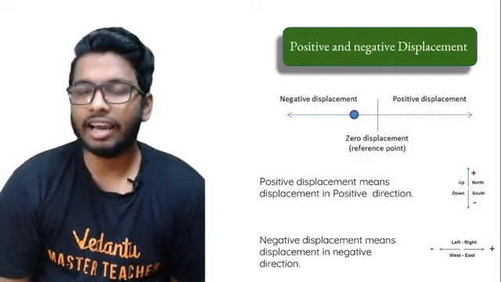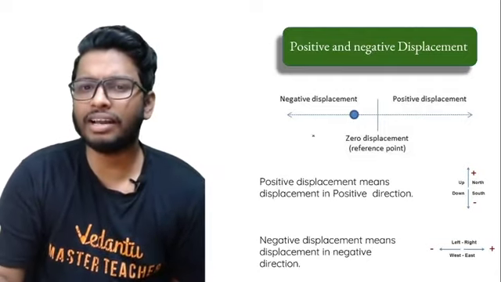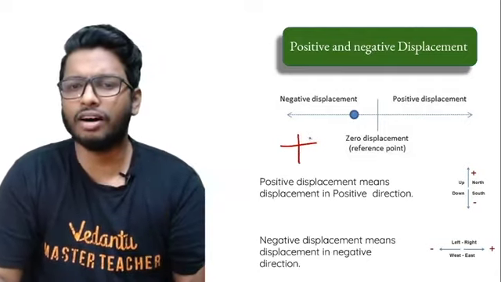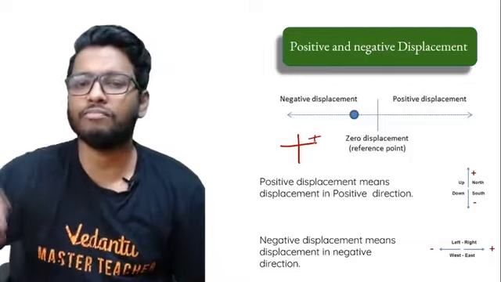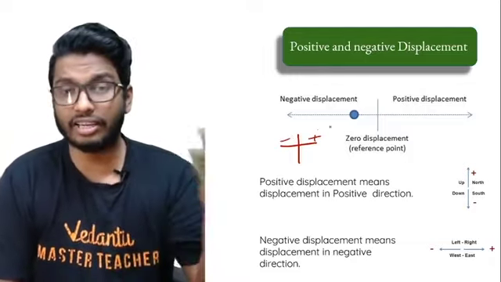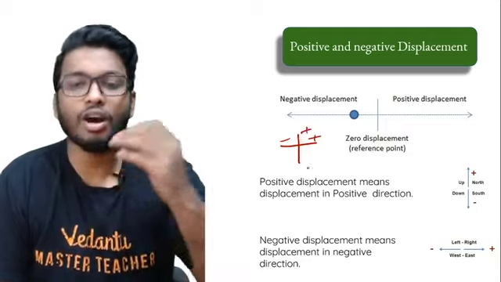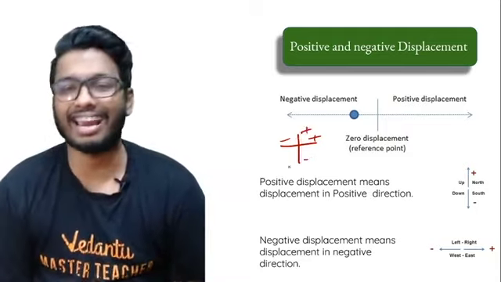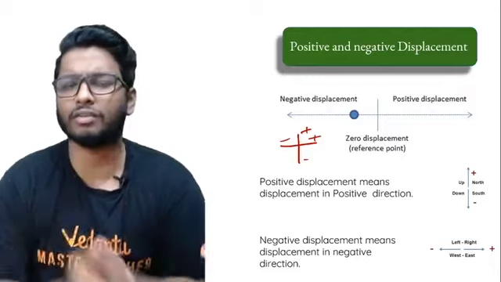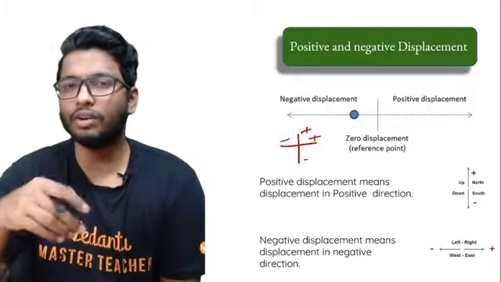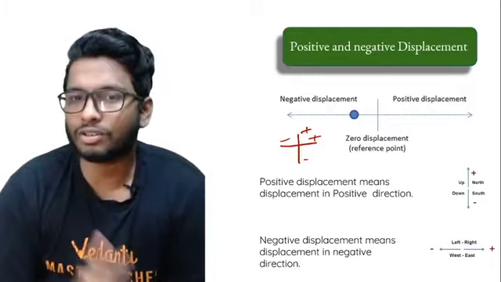So generally, if you've ever seen a number line before, a number line basically goes like this, right? On the right hand side, you have positive terms. On the left hand side, you have negative terms. On the top, you have positive terms. On the bottom, you have the negative terms. So when you draw a number line, this is how you do it. In the same way, guys, you can also represent displacement.